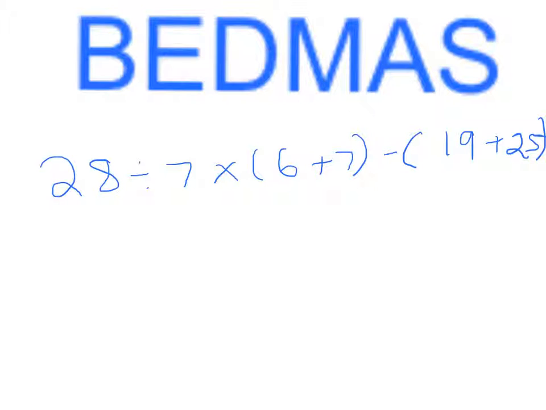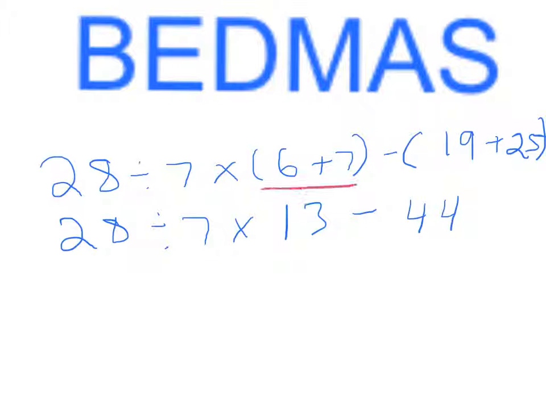So let's write our second line. 28 divided by 7, multiply by whatever 6 plus 7 is, which is, of course, 13. Subtract whatever 19 plus 25 is. That's going to give me 44. And that's what my next line looks like. So all I've done to this point is I simplified what was in brackets. 6 plus 7 became 13. 19 plus 25 became 44.